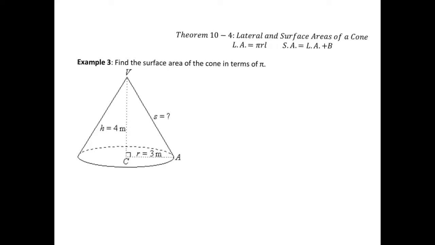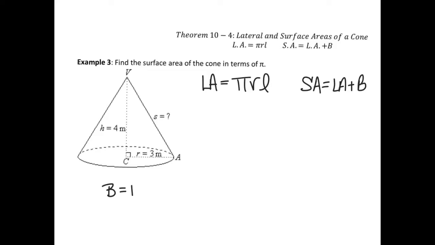All right, so we also have lateral area and surface area of a cone. So the lateral area of a cone is pi r L, L still being the slant height, compared to the surface area, which is the lateral area plus the area of the base. So base, remember, is a circle, pi r squared. So if my radius is 3, that means that my base area is 9 pi meters squared.